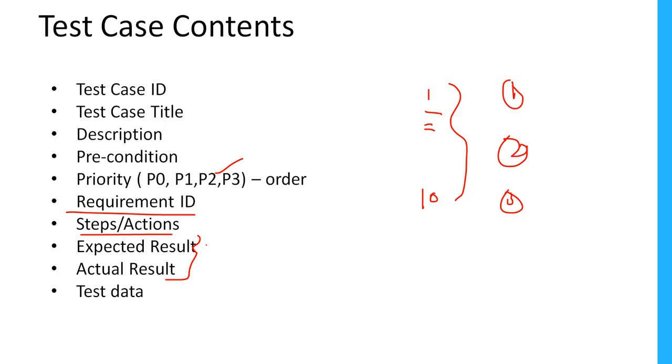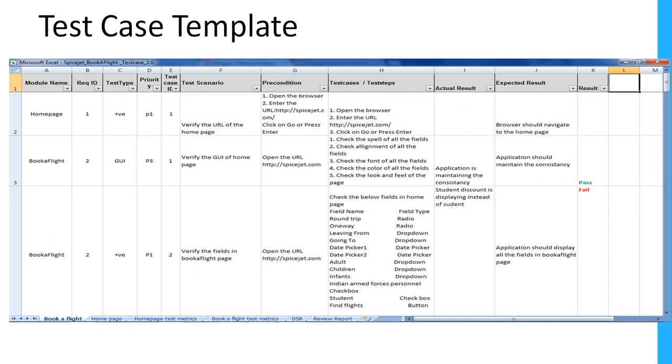Now we'll see what the test case document looks like in an Excel template. Here is a sample Excel template which contains a few test cases, with columns like module name, requirement ID, type of test case, priority, test case ID, scenario, precondition, test cases or steps, actual result, expected result, and then final result. This column we need to update at the end, once we have started execution. So this is your test case template, which contains different columns.